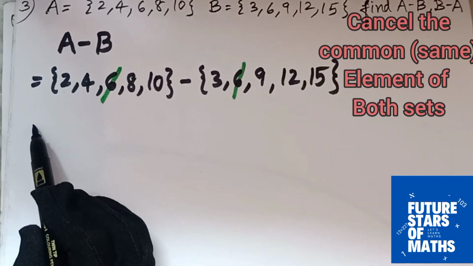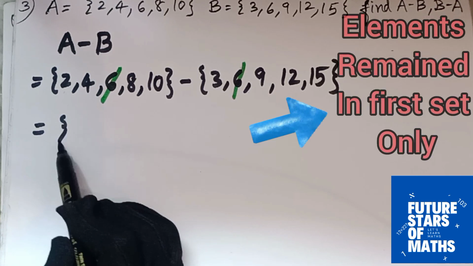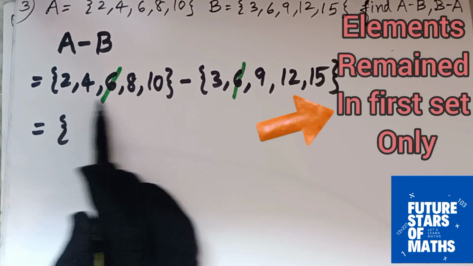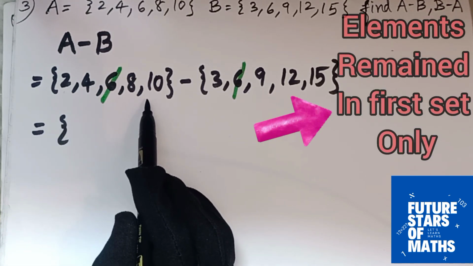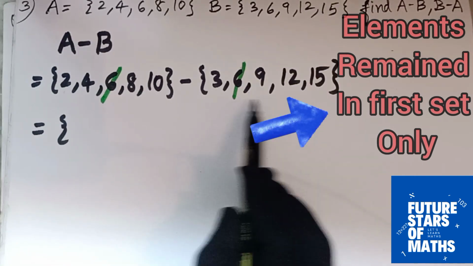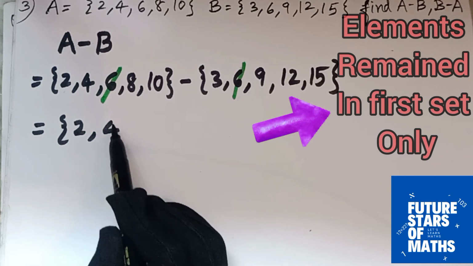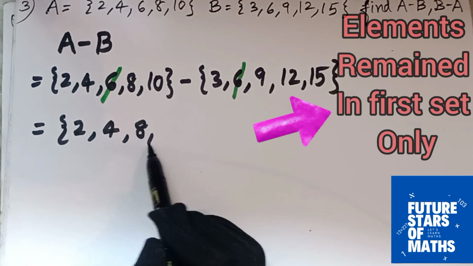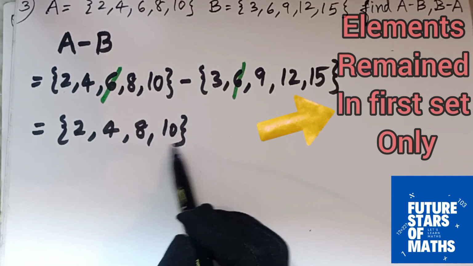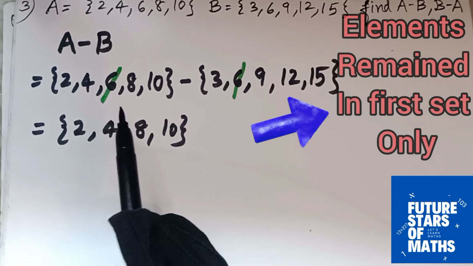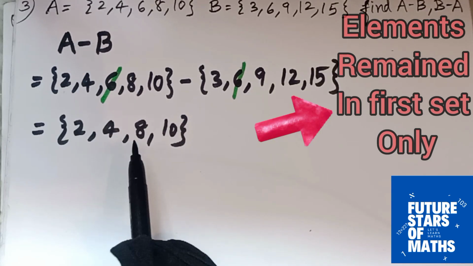Now, for the answer, we should write the elements which are remained in the first set itself. That's all. We should not see these elements. Only the elements which are remained in the first set, that we have to write in the answer. I'll show the subtraction using a Venn diagram also.